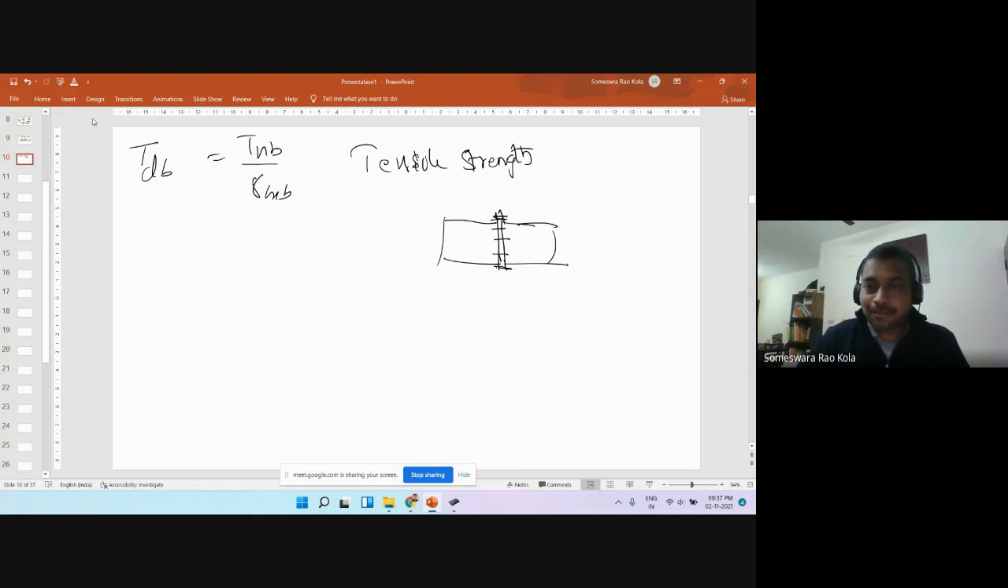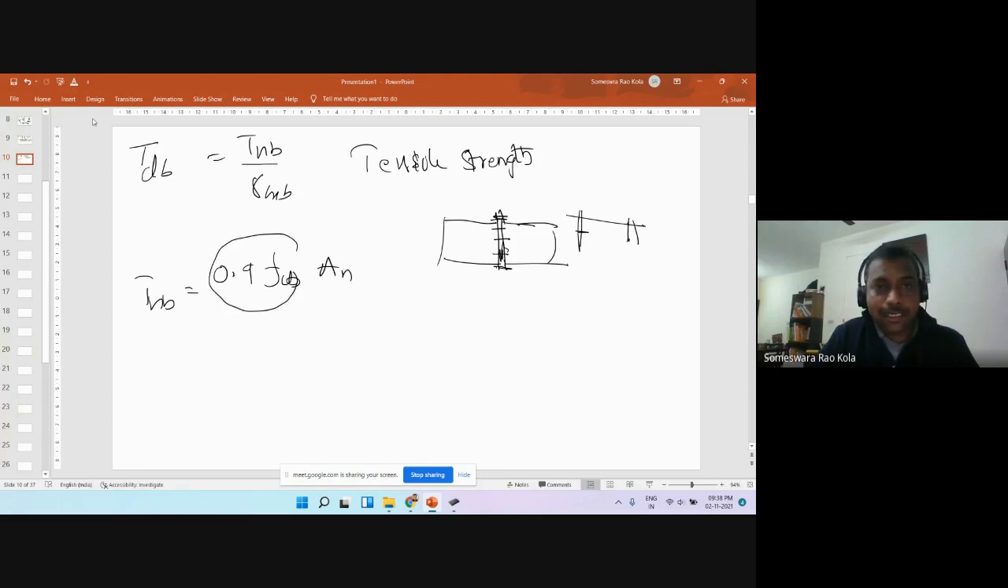These bolts will always be under tension, and as someone has rightly pointed out, when you use bolts for anchoring, they will be under tension, so they have to withstand the tensile forces. In this scenario, we should know the tensile strength of the bolt. Usually, the tensile strength of the bolt is higher. So, T nb will be equal to 0.9 FUB into AN. You can see it is almost 90% of the ultimate tensile strength. That's what we have taken as the tensile strength of the bolt.